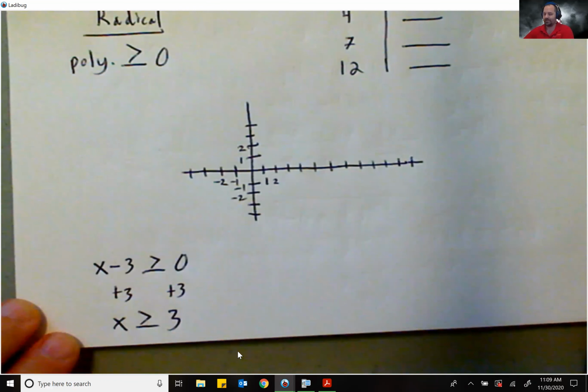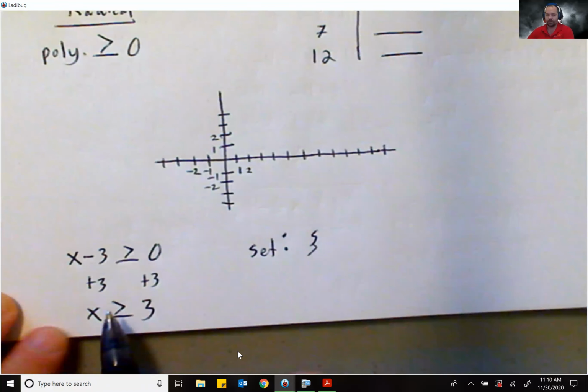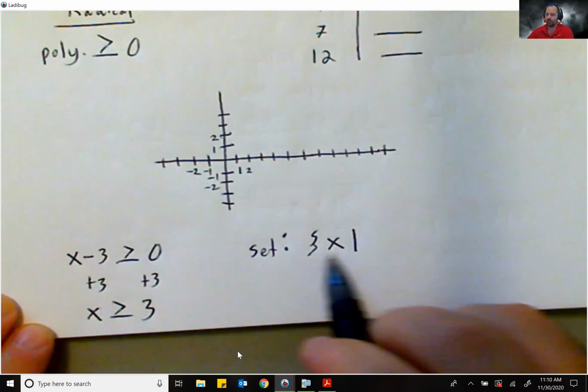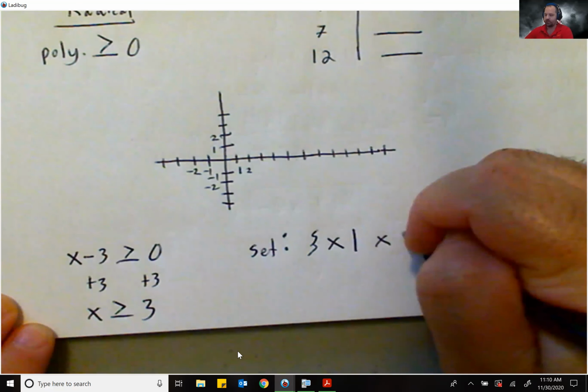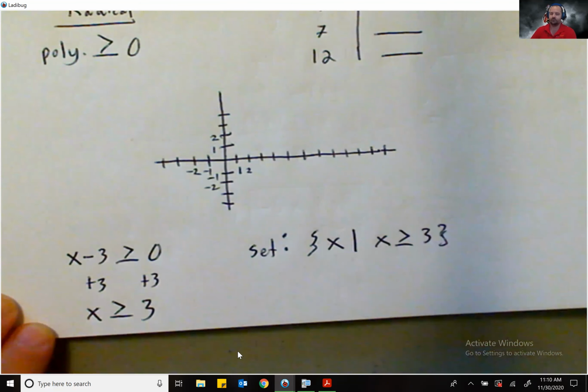So if we want to write the set, it's really easy for this. You're looking at the answer right there. X, your squiggle, your x, your bar, just put x greater than or equal to 3. There's your set.